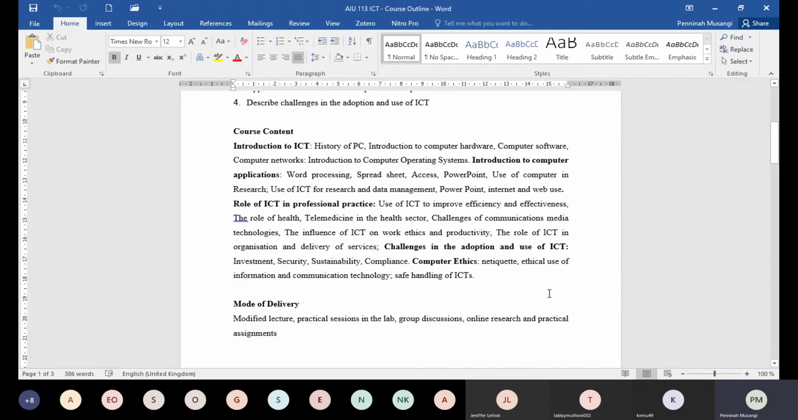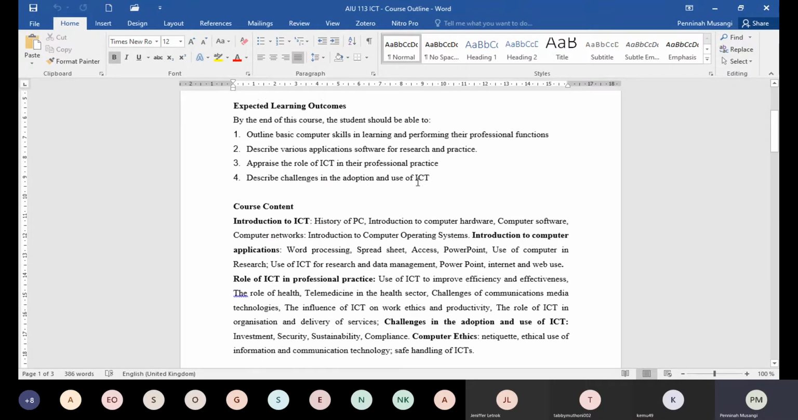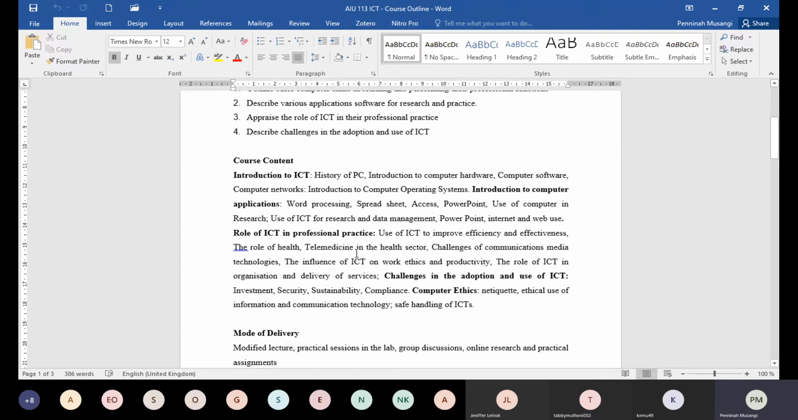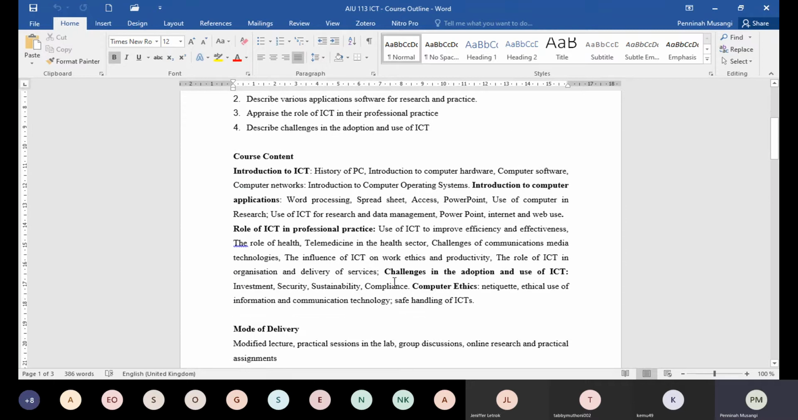Looking at the course content, this is what you are supposed to cover, or what we call the topics and the subtopics you are going to cover in the course of study, so that you achieve the 4 learning outcomes. You start with the introduction to ICT, and in the introduction to ICT, you look at the history of the personal computer, of computers. We look at the introduction of computer hardware, software. We look at computer networks, all the way to computer operating systems.